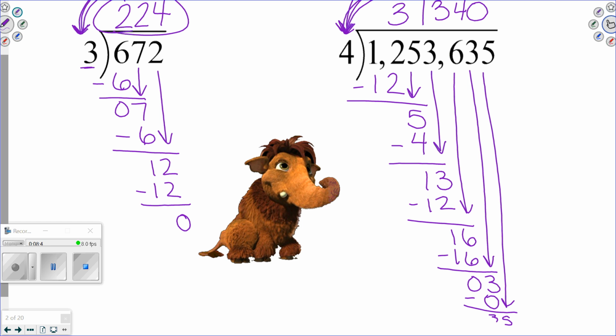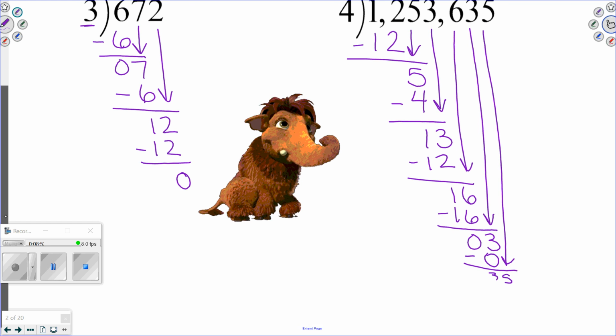So how many times does 4 go into 35? 8. Yep. 8 times 4 is 32. I'm running out of space. And then we subtract, and I get 3. I have no more numbers to bring down, and I know it. I could turn this into a decimal, but you know me in decimals. No. So remainder of 3.